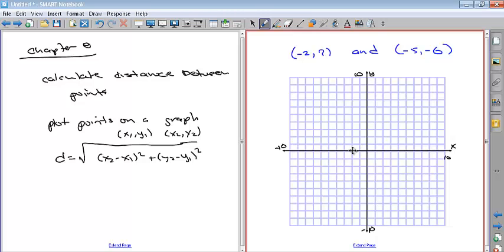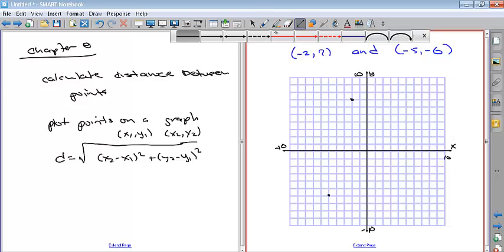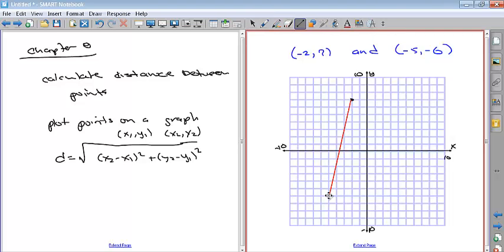So we go 1, 2 in the negative X direction, +7 in the Y direction. Then we go -5, 1, 2, 3, 4, 5, and then -6 in the Y direction. So right there, this is the line connecting those 2 points. You can count 1, 2, 3 up to 13, so it's 13 units this direction and 3 units that direction. So the distance is going to be slightly more than 13. That should be the answer.